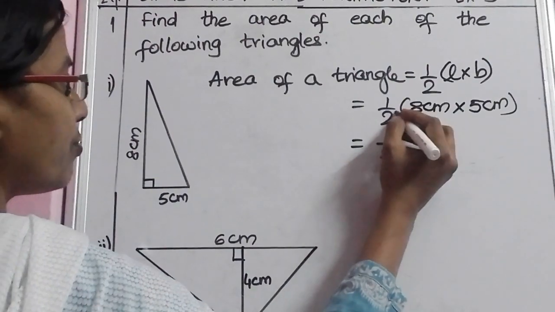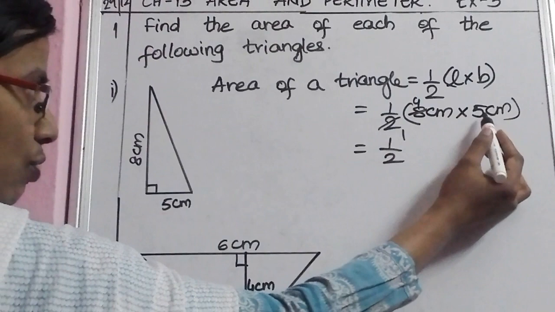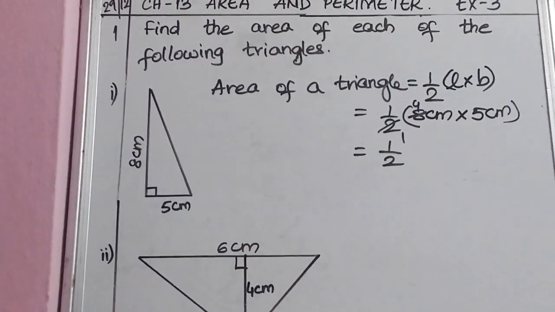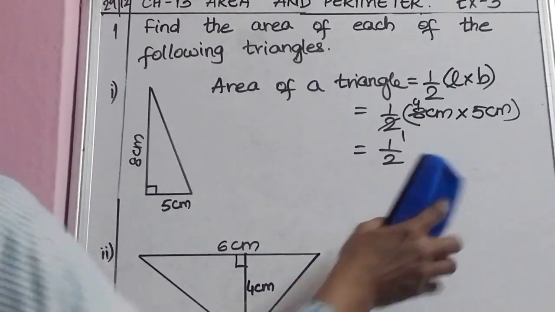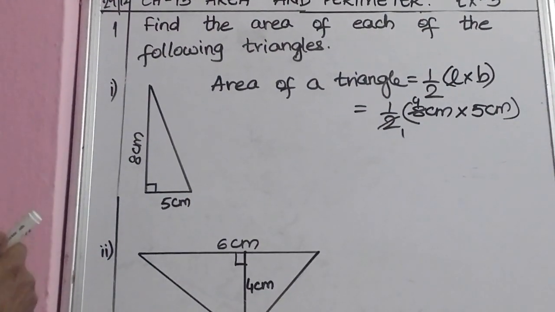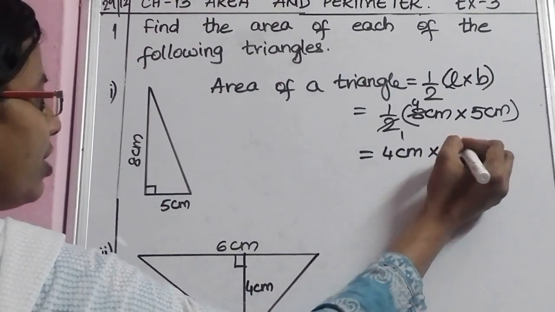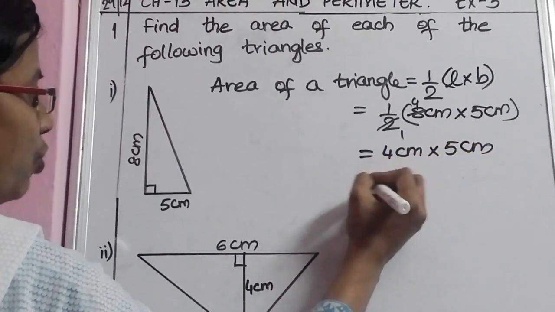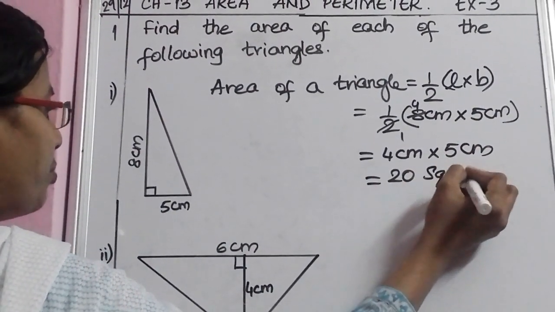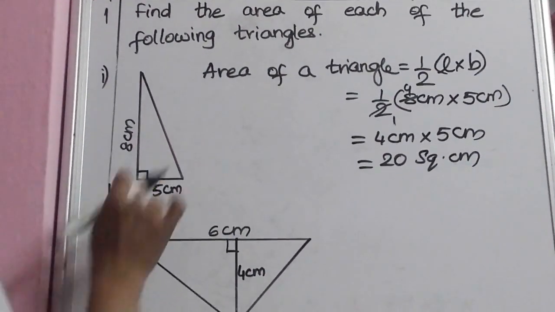So half of 8, 8 ones are 8, 8 fours are... 4. Now you are left with 4 centimeters into 5 centimeters. 4 5s are 20. Centimeter into centimeter is square centimeter. Okay, 20 square centimeters you got for the first one.